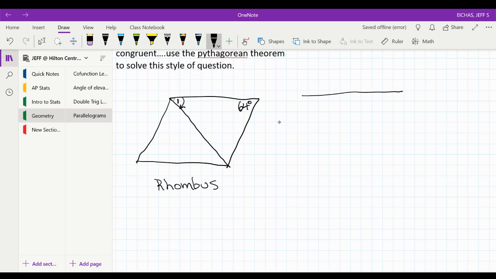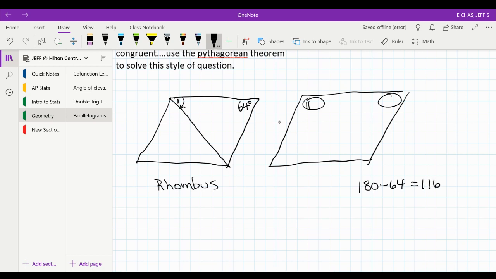Well, it's really two steps. In a rhombus, it's just like a parallelogram. These two angles right here are consecutive angles. They have to add to 180. So basically what we could do is 180 minus 64. So we know that 116 goes there.